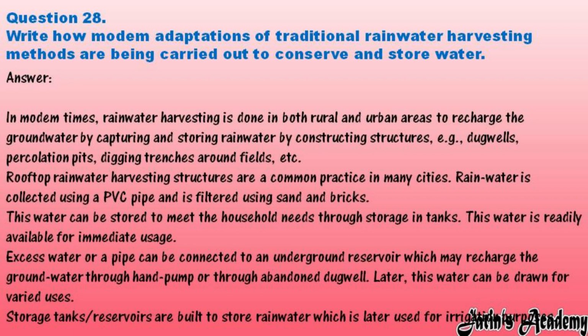Question 28. Write how modern adaptations of traditional rainwater harvesting methods are being carried out to conserve and store water. Answer. In modern times, rainwater harvesting is done in both rural and urban areas to recharge the groundwater by capturing and storing rainwater by constructing structures, for example, dugwells, percolation pits, digging trenches around fields, etc. Rooftop rainwater harvesting structures are a common practice in many cities. Rainwater is collected using a PVC pipe and is filtered using sand and bricks.